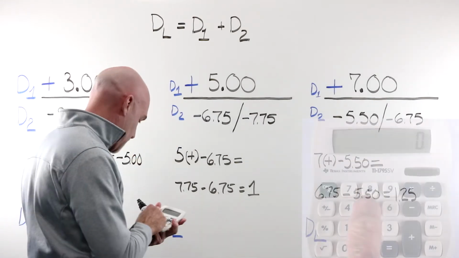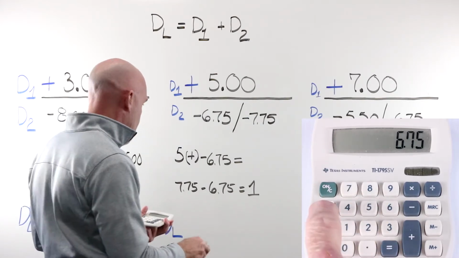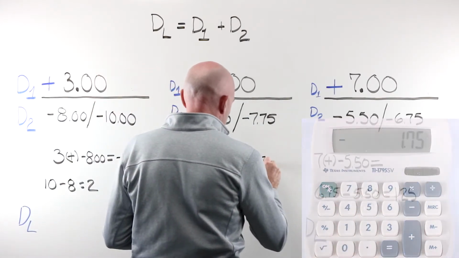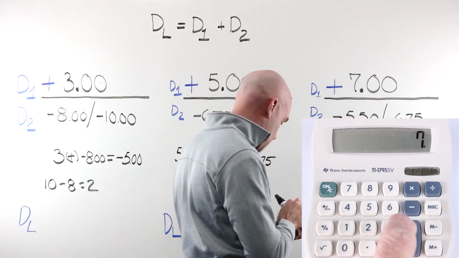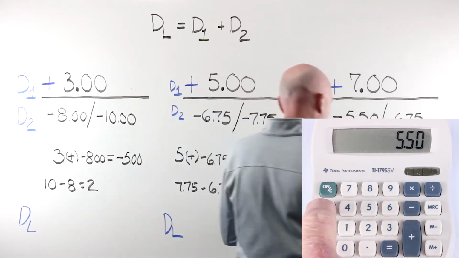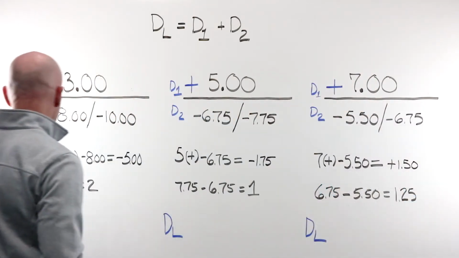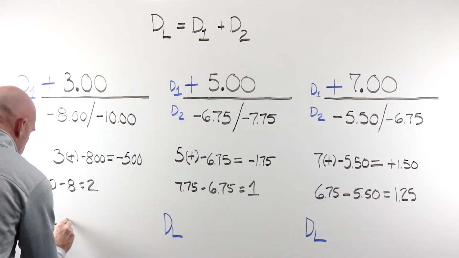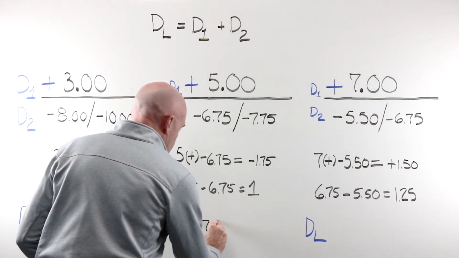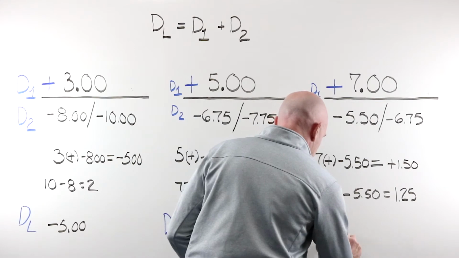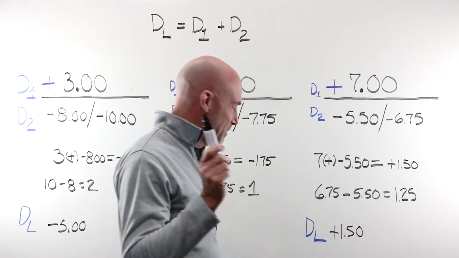If I take 5 plus 6.75 minus equals minus 1.75. And if I have 7 plus 5.50 minus is a plus 1.50. So far for my script, I've got minus 5, minus 1.75, and a plus 1.50. We're not done. We're not done here.